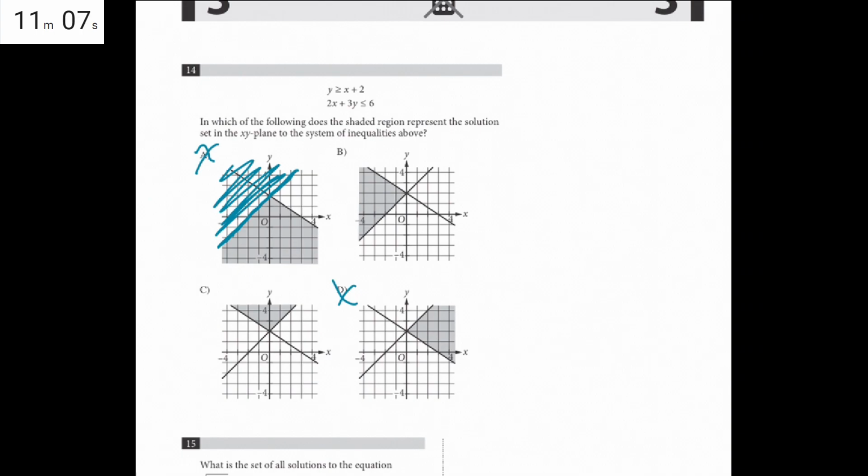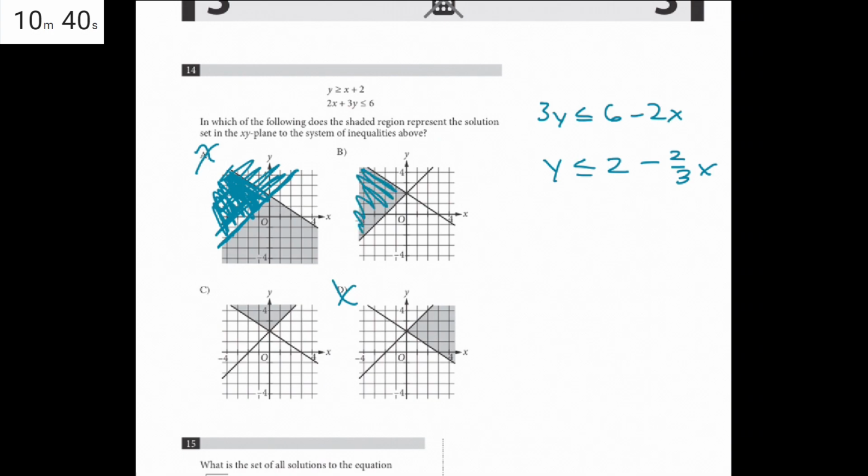We're going to get 3y is greater than or equal to 6 minus 2x. Y is greater than or equal to 2 minus 2/3x. Okay, so that's going to be y is less than that. So it's going to have to be somewhere in this range, which would be right here, which would be B. So it's got to be B.